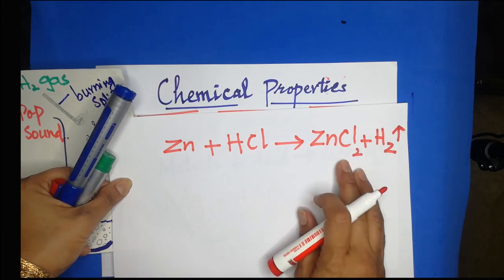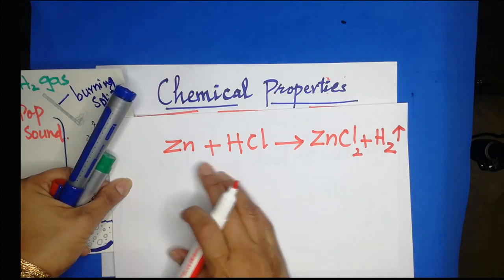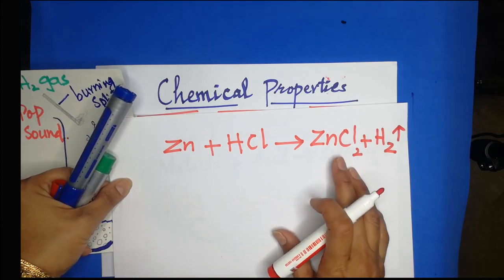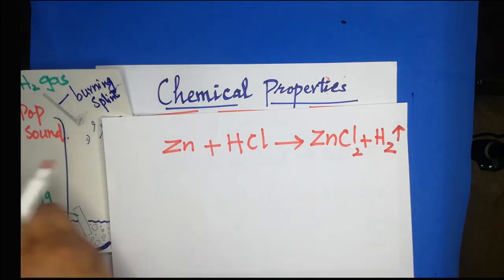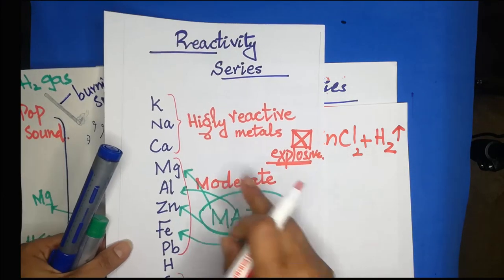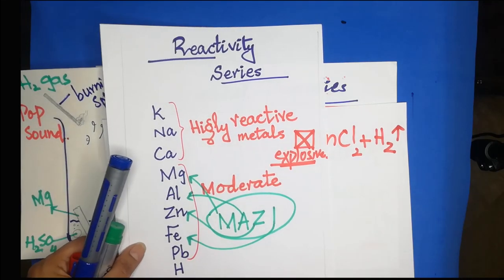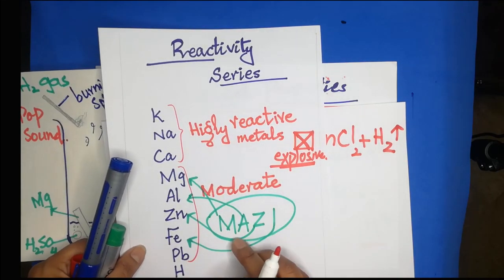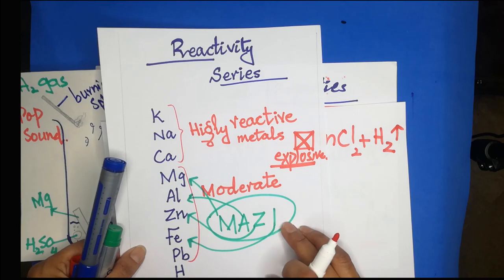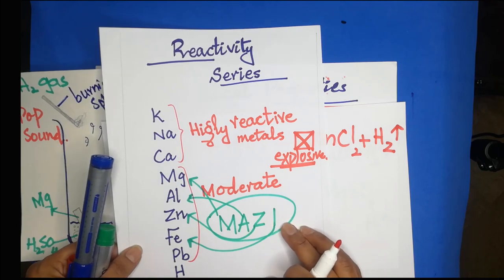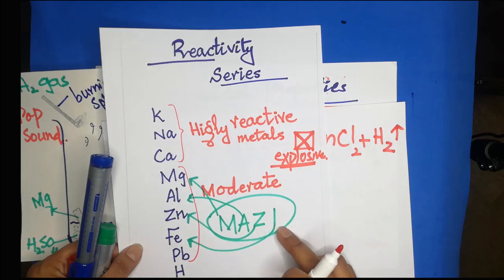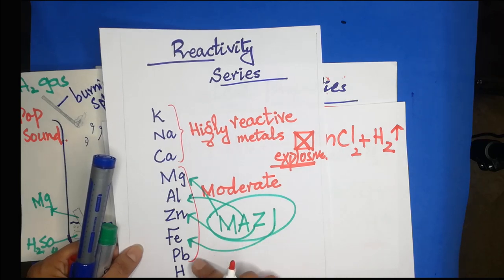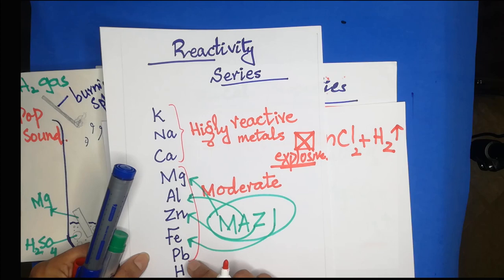So this is the way through which metal reacts with acid to produce salt and hydrogen gas. Again, I'm repeating, not all the metals react with the acid safely. Only magnesium, aluminium, zinc, iron are going to react safely. If there is no oxide layer present in aluminium, then it can react with dilute acid, otherwise not. Whereas an exceptional case with lead.